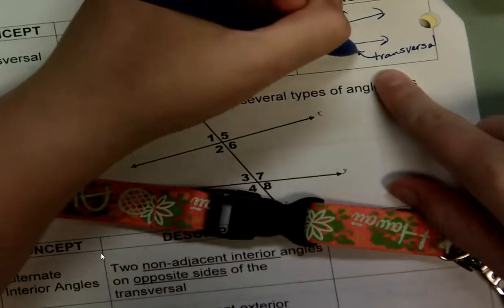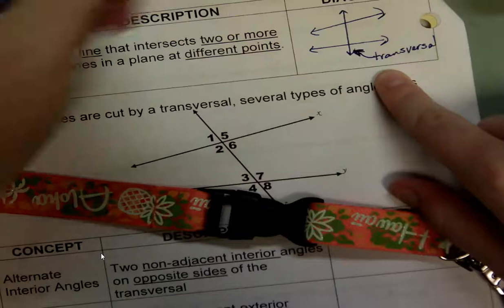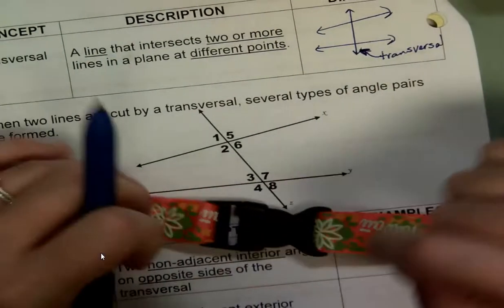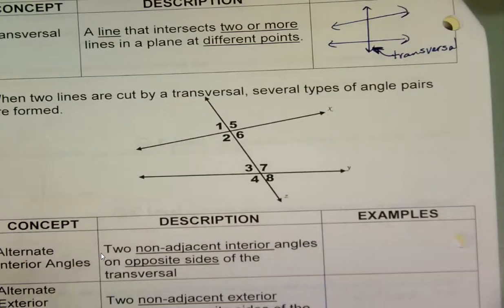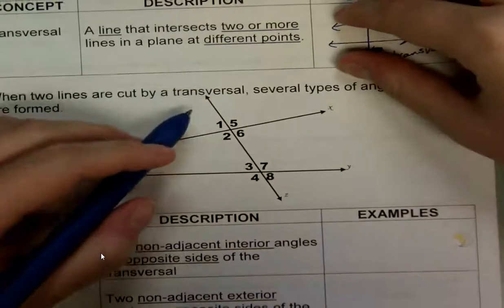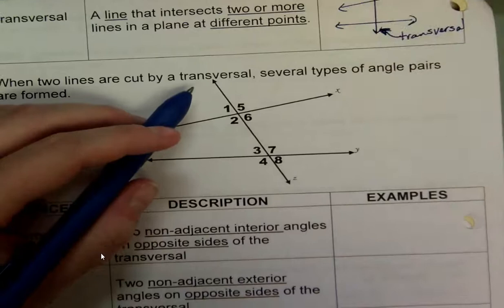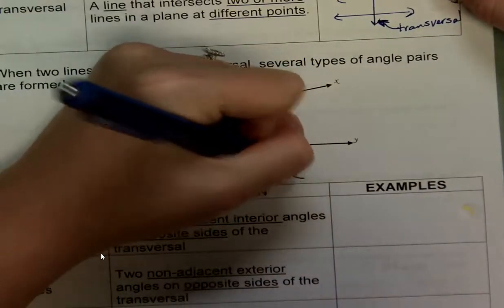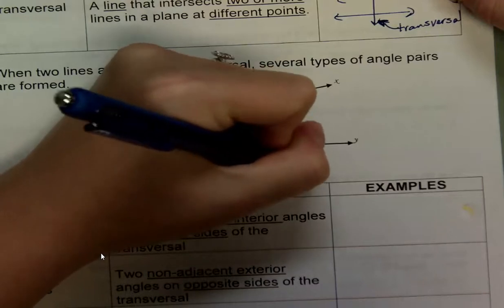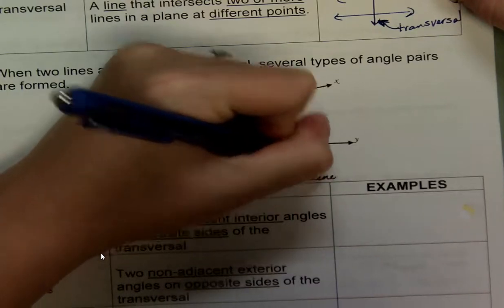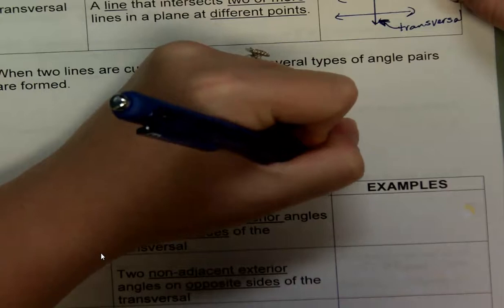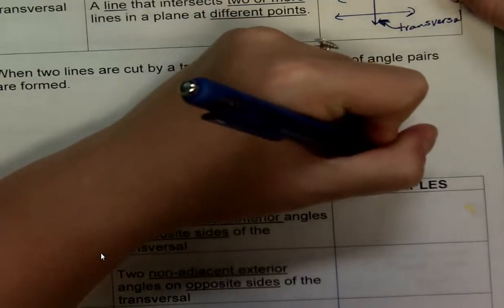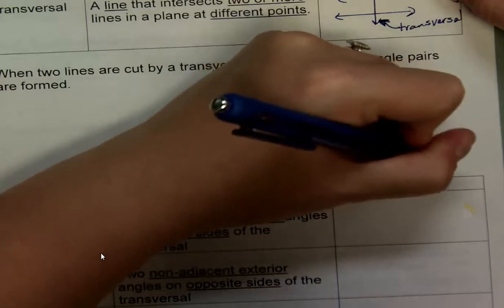So that's my transversal. It's the line that goes through two lines. And then here's another example of a transversal down here. So this line Z is the transversal.